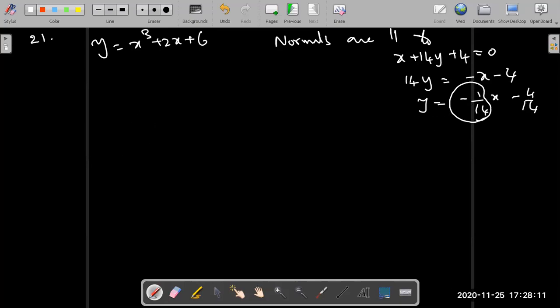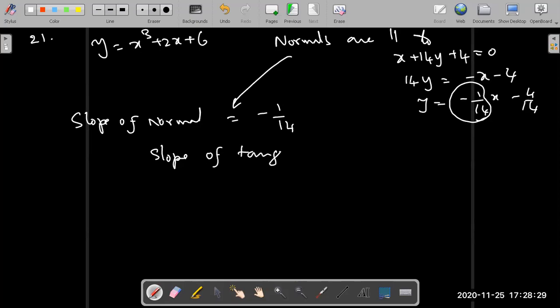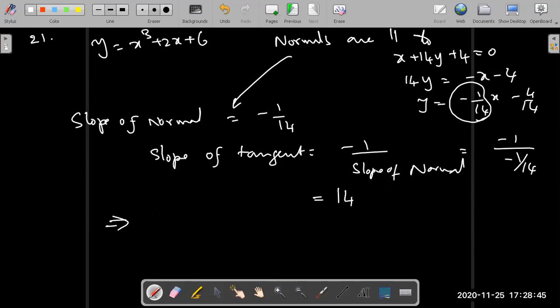Therefore, the slope of normal as per this is equal to minus 1 by 14. Okay, so this is what we already have. That means the slope of tangent will be, we will say, minus 1 by the slope of normal, which is minus 1 by minus 1 by 14, which is equal to 14. So that implies dy by dx should be equal to 14.